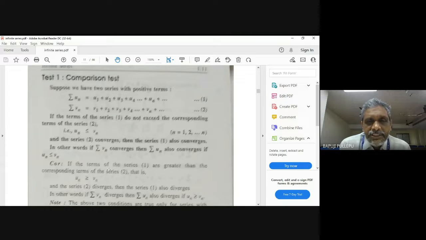Then series 2 converges means what? Series 1 also converges. In other words, if Vn converges, then Un also converges, if Un is less than or equal to Vn.